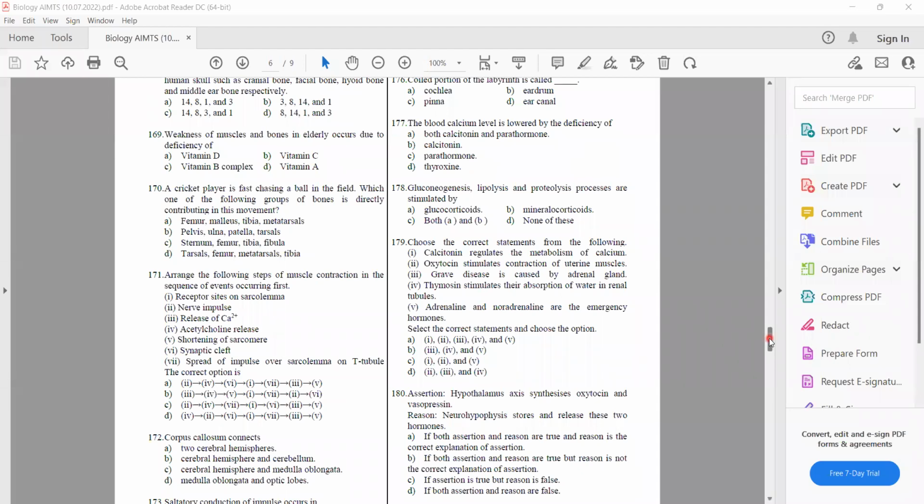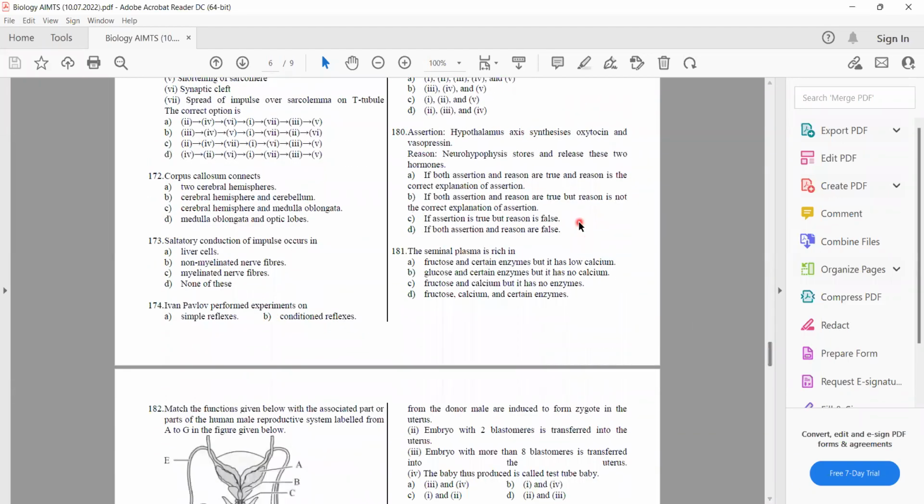180. Assertion: the hypothalamus synthesizes oxytocin and vasopressin. Reason: the neurohypophysis stores and releases these two hormones. In this question, the assertion is true. Oxytocin and vasopressin are synthesized in the hypothalamus and transported axonally to the neurohypophysis. So here the neurohypophysis is not storing the hormones. From the hypothalamus, the hormones are transported via the axonal way.